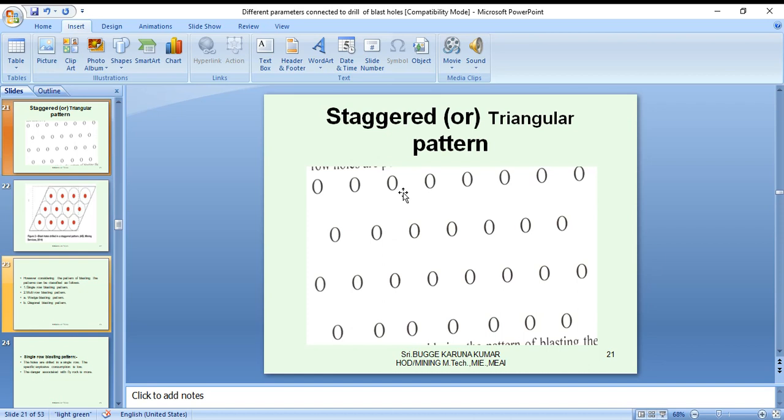Here you observe one, two, three, four. The first row is in a row, but the second is not exactly parallel or coincident to the first row. It will be in the middle of these two. Similarly, the next one is coming to this side and another is in the middle. This is called a triangular pattern, because the holes can be connected in the shape of a triangle.